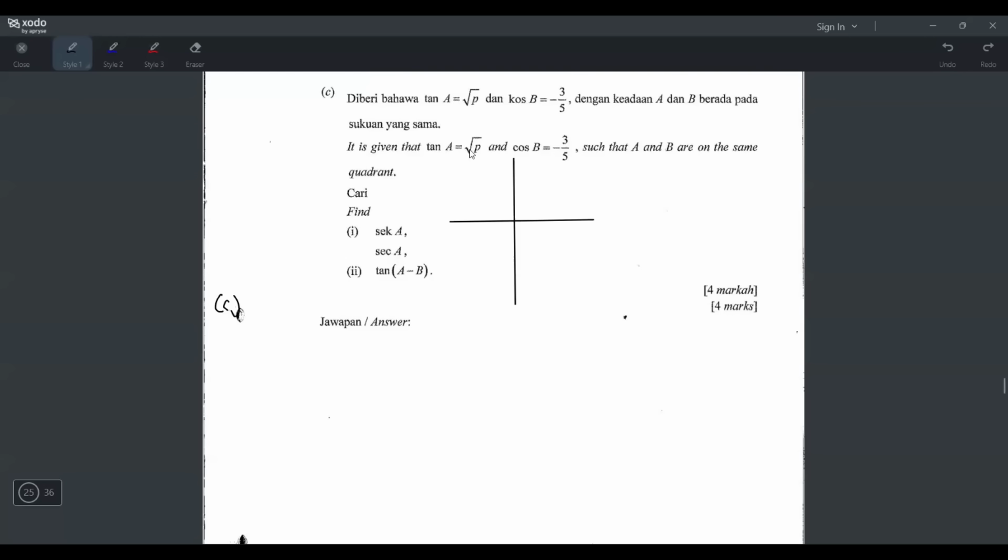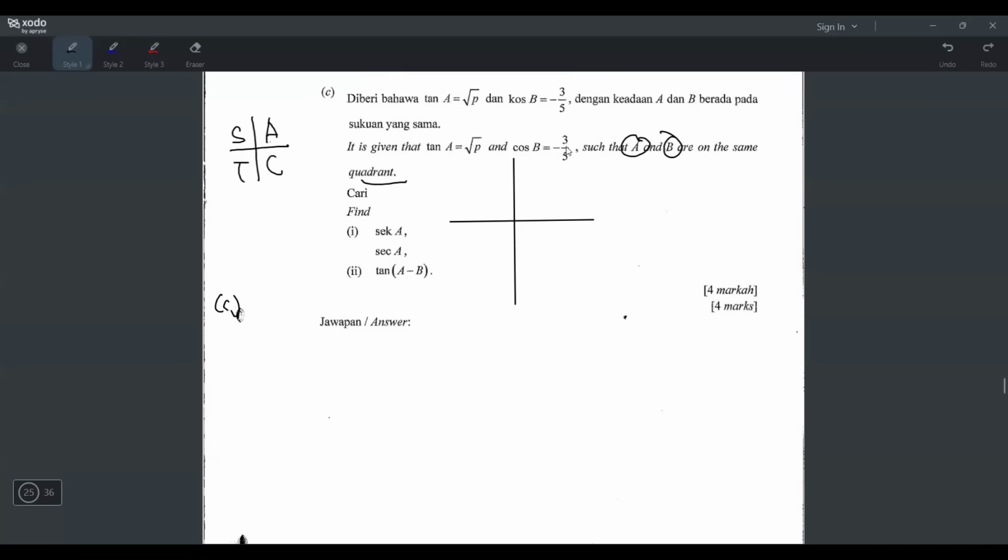Okay, so given that tangent A equals square root P, but I don't know which quadrant. Okay, but it's okay. And then cos B is -305. I also don't know which quadrant, but they did say here A and B are in the same quadrant, but they never tell us which quadrant. So what you can do is look at whether the answer is positive or negative.